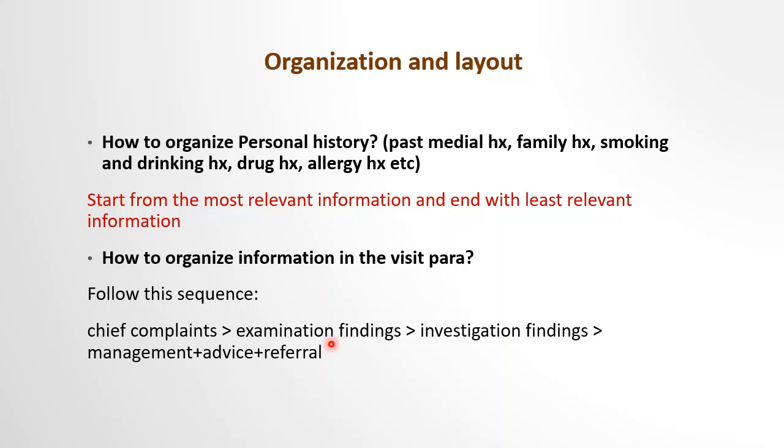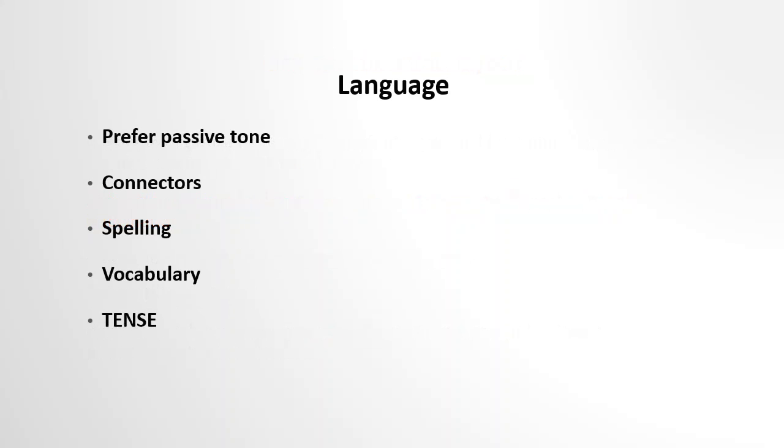Okay, let's move on. The last part is the language part. There are some things you have to keep in mind. You have to prefer passive tone, and active tone should be avoided. You have to use connectors, but do not overuse them. Do not use more than 6 to 7 connectors in a whole letter, maybe 1 or 2 connectors in each paragraph. Spelling should be right. Vocabulary should be right. You do not have to use catchy vocabulary. Simple vocabulary is good enough to clear the OET writing. And tense should be correct.